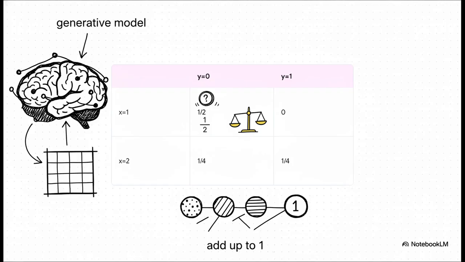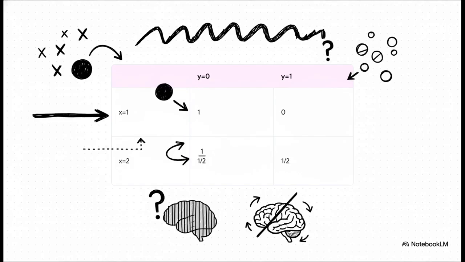Let's make this super concrete. Check out this table. A generative model wants to understand the probability of every single box. It's trying to build a complete map of the world. So it asks, what's the chance that x is 1 and y is 0 at the same time? Well, in this little world, it's 1/2. What about x being 2 and y being 1? That's 1/4. The really important thing here is that if you add up all the numbers in all the boxes, they have to equal 1. It's modeling the entire universe of possibilities. Now, contrast that with the discriminative model.